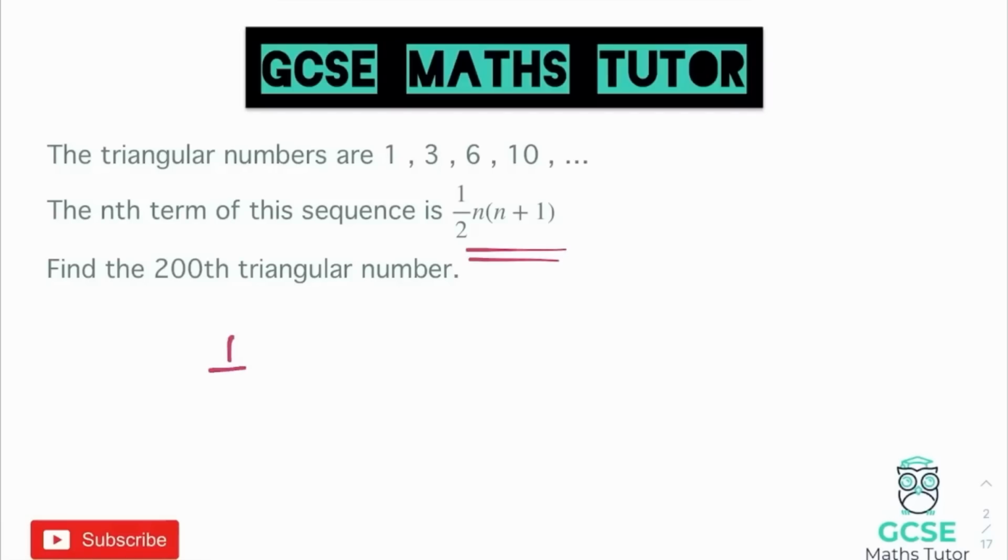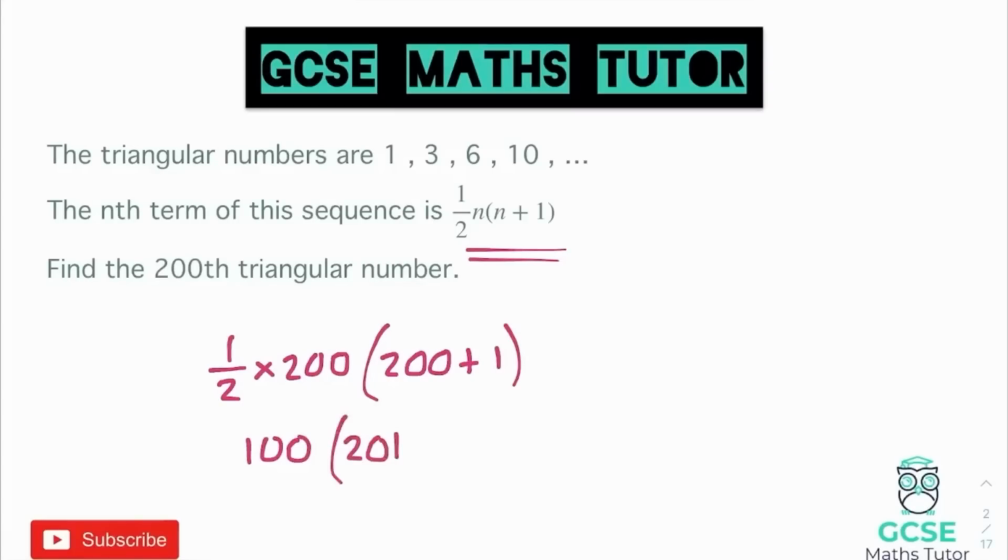So we would do a half multiplied by 200 to start with, and then that is going to be outside the bracket where we have 200 plus 1, and ultimately we're just going to multiply those as well. So a half times 200 would give us 100, and then inside the bracket we've got 201. So all we actually have to work out here is 100 multiplied by 201, which is going to be 201, and an extra 2 zeros there, which is 20,100. And there we go, that would be our final answer.